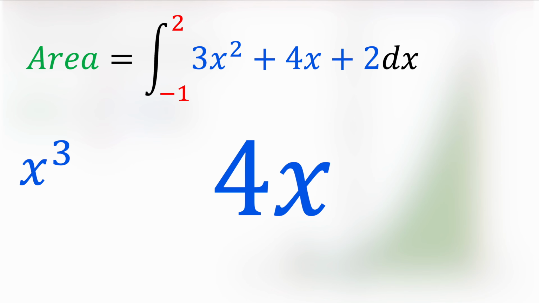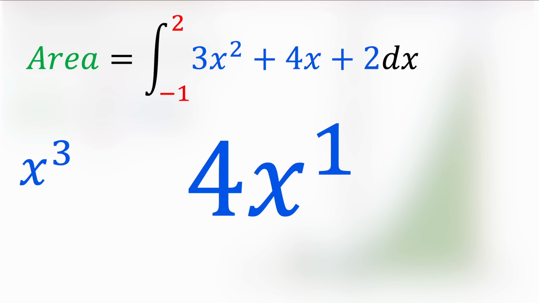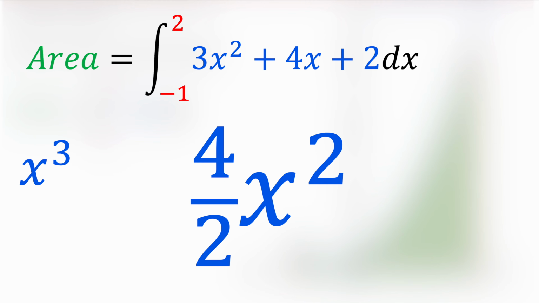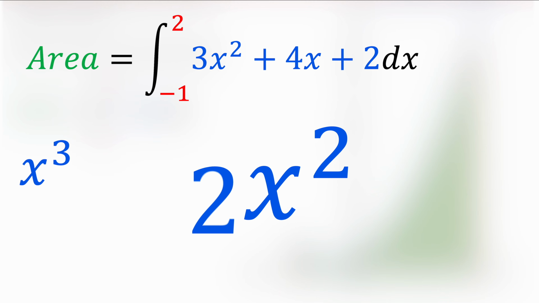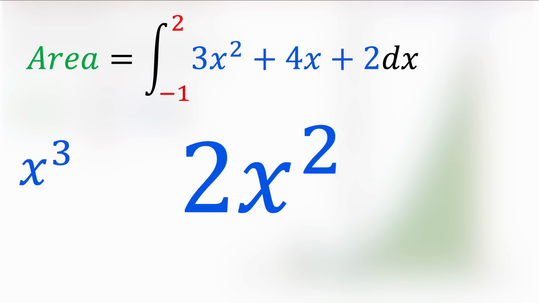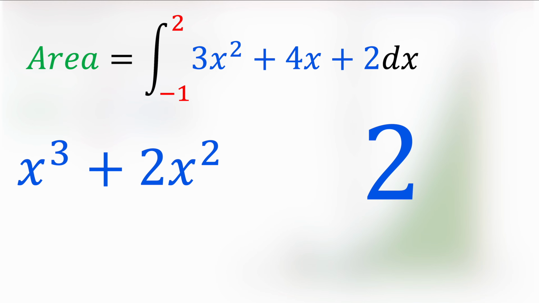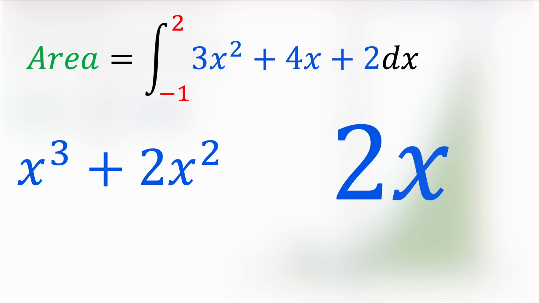4x, we add 1 to the power, at the moment it's 4x to the power 1. We add 1 to the power, it's 4x squared. Divide by the new power, 4 divided by 2 is 2. We get 2x squared. Now 2 integrates to be 2x, just because a number integrates to that number times x.